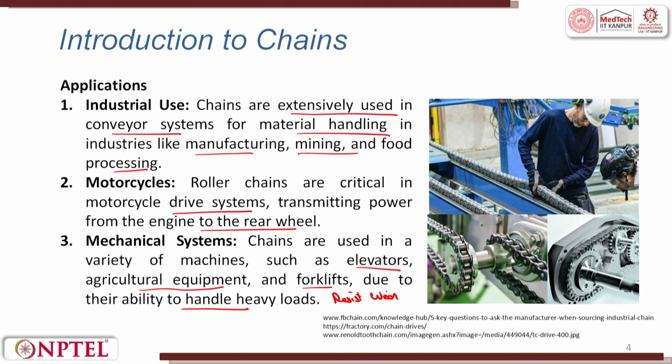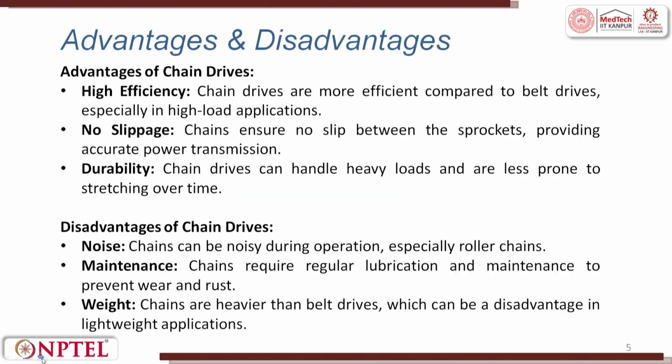When we talk about the pros and cons of chain drives, the advantages could be put here as high efficiency, no slippage and durability. Because they run over the sprocket, slippage is not there. High efficiency means chain drives are more efficient compared to belt drives, especially in high load applications, but they are also heavy. That would come as a disadvantage. No slippage, chains ensure no slip between the sprockets. That is a positive motion transmission without slippage. This provides accurate power transmission.